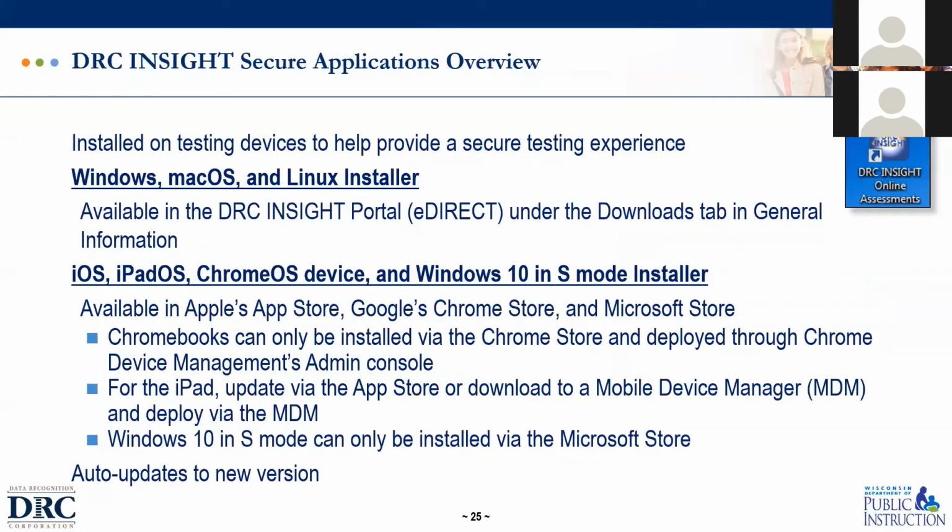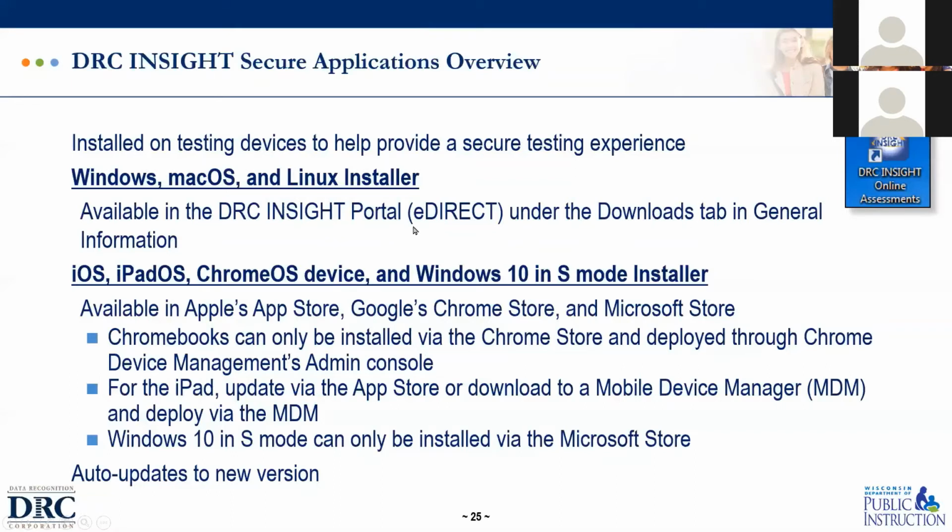Again, the Windows, Mac OS, and Linux installers are available on the Downloads tab under General Information of the DRC Insight portal. And then the iPad operating systems, the Chrome devices, and Windows 10 and S mode installers are available in the app stores. So for Chrome, you're going to use the Chrome Management Console to do the management and deployment to the Chrome devices. From an iPad standpoint, you're going to either download them from the store or you can download it and use Mobile Device Manager to distribute it out to testing devices.